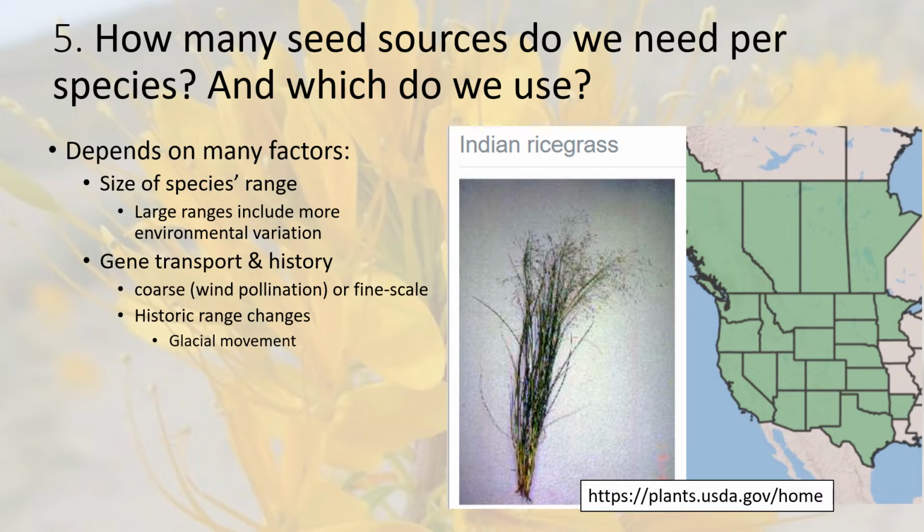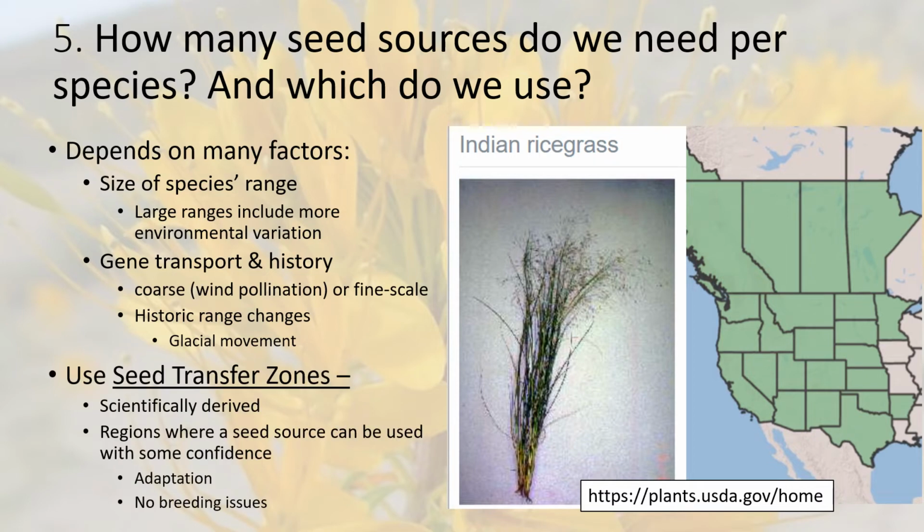What tool can you use to tell how many sources you're going to need for any particular source, and to know whether or not you can collect a source in Utah and use it in Arizona? Well, you can use seed transfer zones. They're scientifically derived and they help you know how far you can move a seed source for restoration.